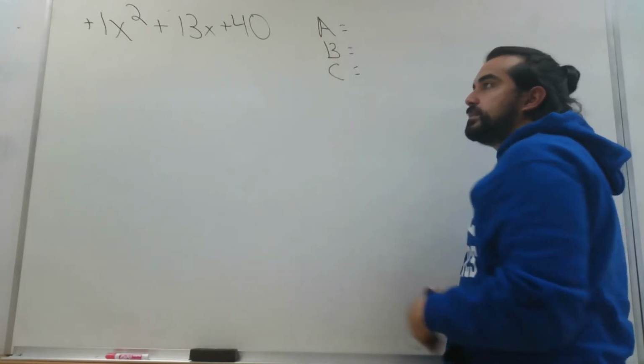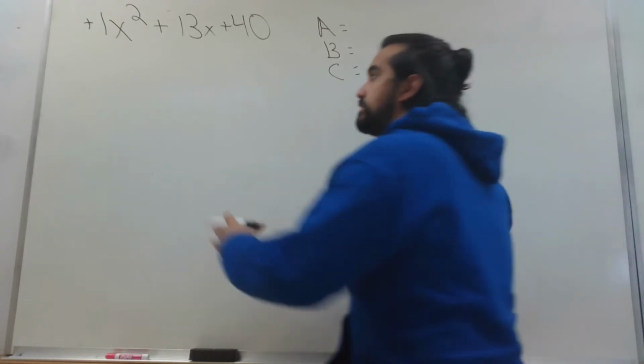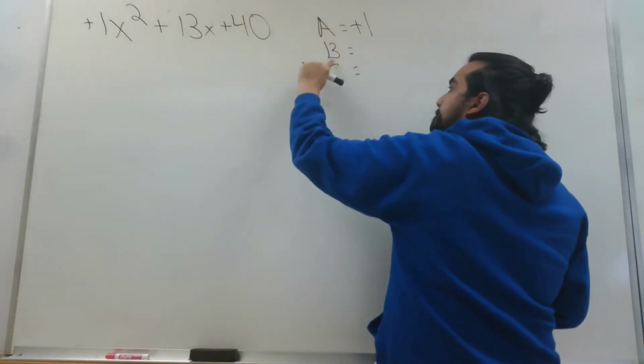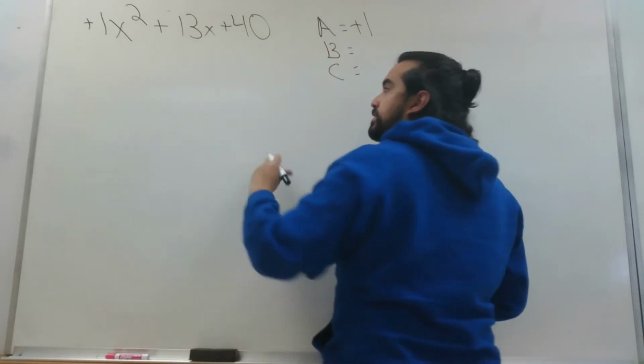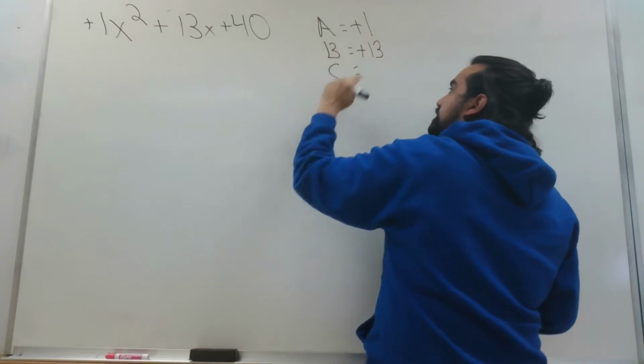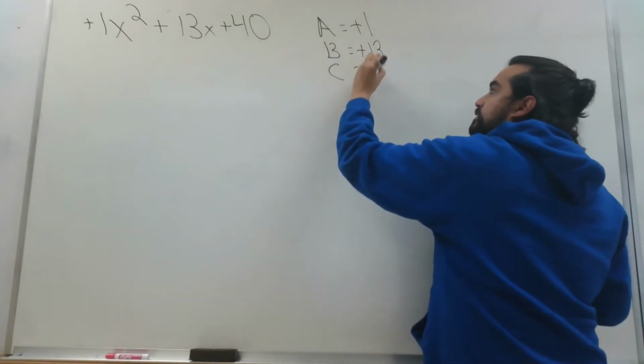So a is the coefficient in front of the x squared. So we have positive 1. b is going to be the coefficient in front of x. So we have positive 13. And then c is going to be your constant, which is plus 40.